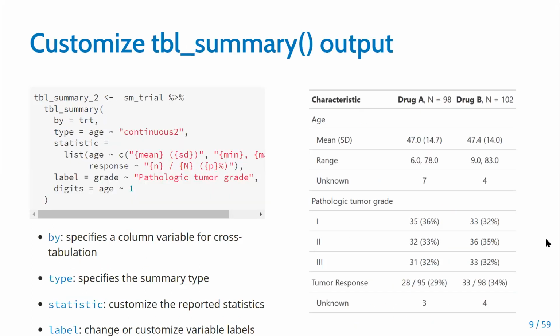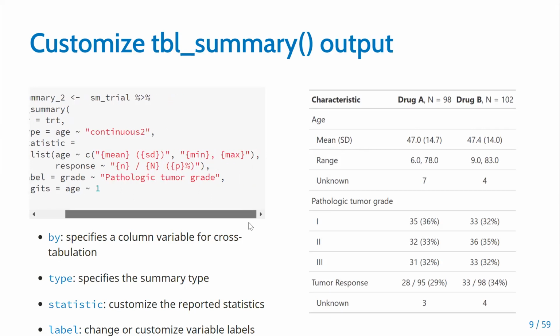On the last slide, I said that there were actually 4 types of data. Continuous and continuous2 were 2 of them. On the last slide, we saw that age was just summarized on a single line. Continuous2 does continuous variable summaries on 2 or more lines. So you can see in this example, we use the type argument to change age from its default of continuous to continuous2, because we want to show statistics on 2 or more lines. Here we're showing the mean and the standard deviation and also the min and the max.